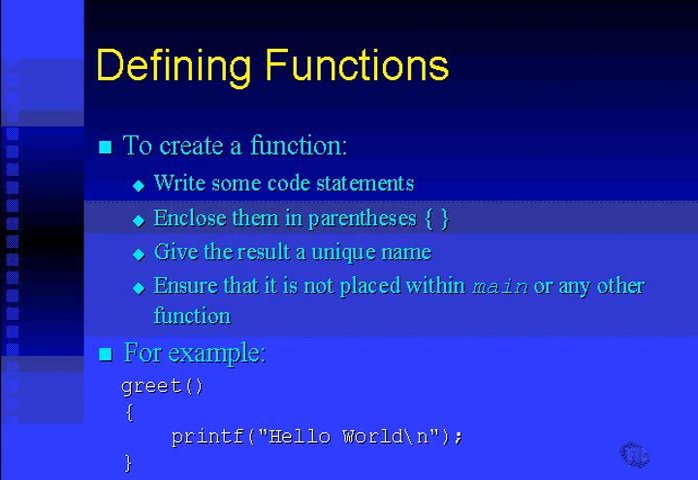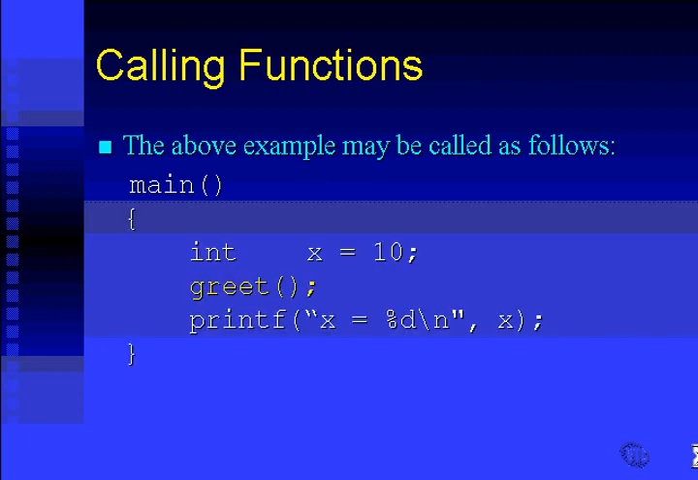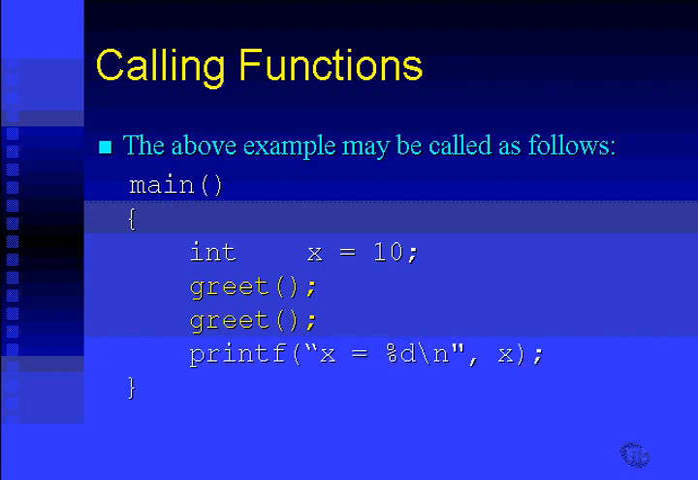Once you have created your function, it's simply a matter of using it, or, as we say, calling it. So, calling a function. The above example, the greet function, may be called as follows. In your main, for example, you could simply call it like that. You can say greet. Notice I put the word greet there. I could put the word greet there again, like so. Okay, so there's the function called twice in main, which means the words hello world will be printed out twice.